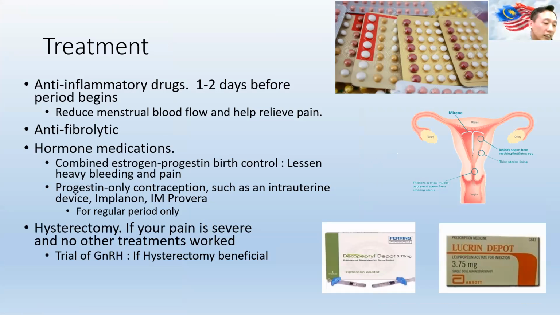Antifibrinolytics such as tranexamic acid, and hormone therapy. You can use COCP to reduce the bleeding and also the pain. Progesterone-only contraception is not recommended, because if the period is irregular and you put a patient on progesterone, the period becomes more irregular. If you want to know whether hysterectomy is useful, you can try a GnRH analogue to see if hysterectomy would be beneficial. If the pain is severe and no other treatment works, then this is the time for hysterectomy.